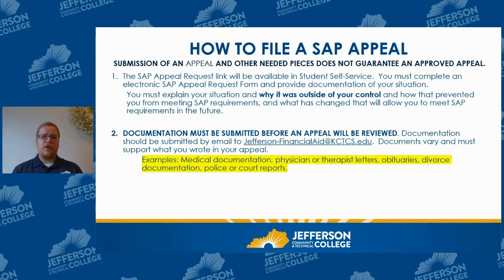You also have to discuss what has changed that will allow you to meet the SAP requirements in the future. Before your appeal is reviewed, you will have to submit documentation. This documentation should be submitted by email to jefferson-financialaid@kctcs.edu. Documents vary, and you must support what you wrote in your appeal. So for example, medical documentation, a letter from your physician or your therapist, obituaries, divorce documentation, police or court reports, or any other documentation you think supports your appeal can be submitted to the Financial Aid Office. Again, if you don't submit documentation, your appeal won't be reviewed. So we recommend getting that in as soon as you can.